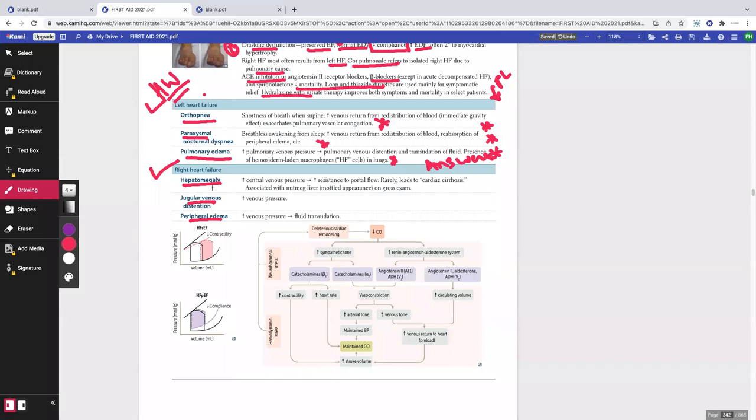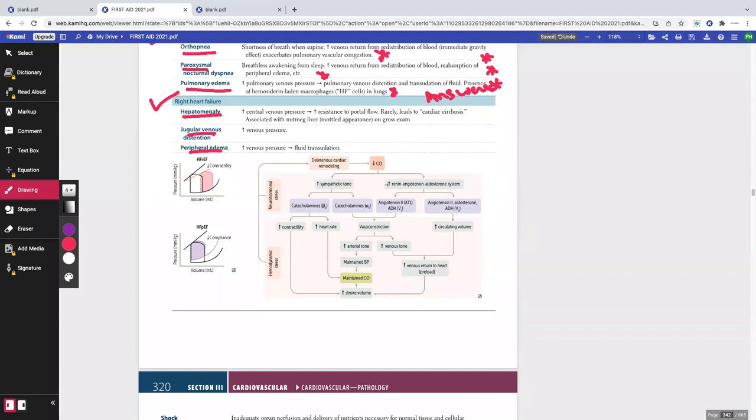Okay, good. Now, let's talk about this chart over here very quickly. In heart failure, do we have increased cardiac output or decreased cardiac output? The answer is cardiac output is decreased. If cardiac output is decreased, the amount of blood that's going to the renal system, is it high or is it low? The amount of blood that's going to the renal system, it's low.